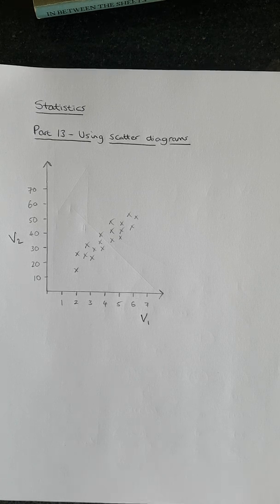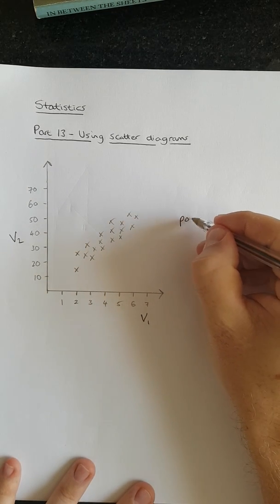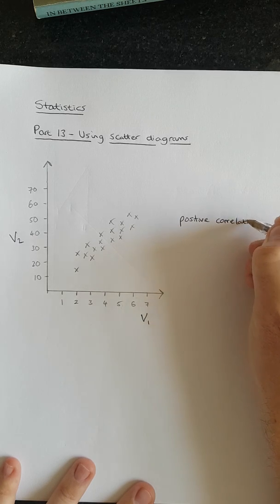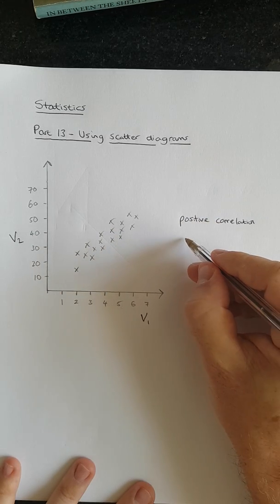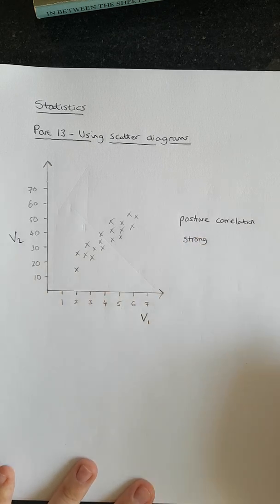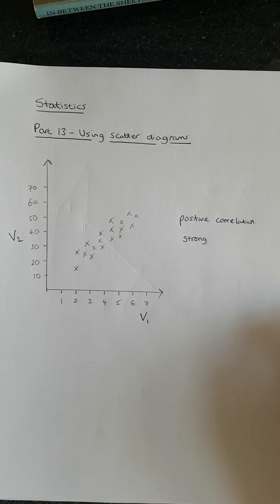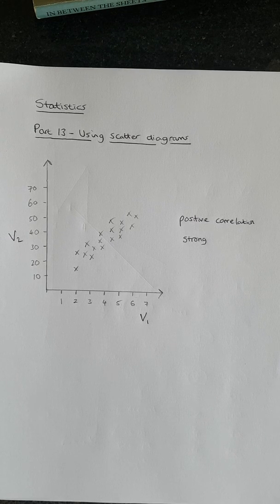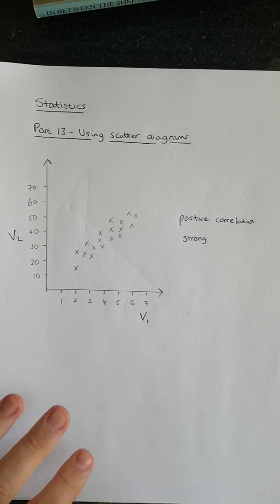Well, we've certainly got a positive correlation. And it looks to me to be fairly strong. We can't say that this is a causal relationship because we simply don't know anything about the variables. What we can do is put a line of best fit into play. So, we're going to be very careful here and we're going to draw a line of best fit.